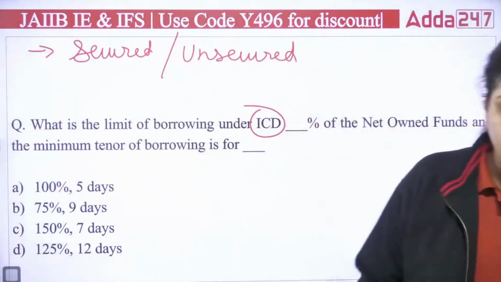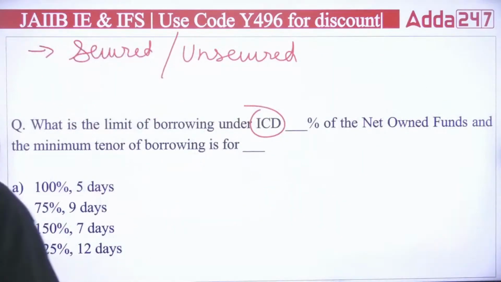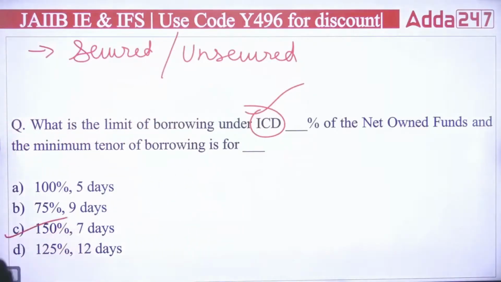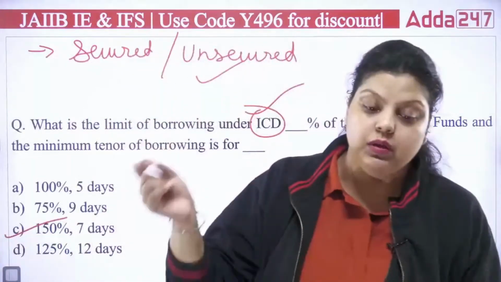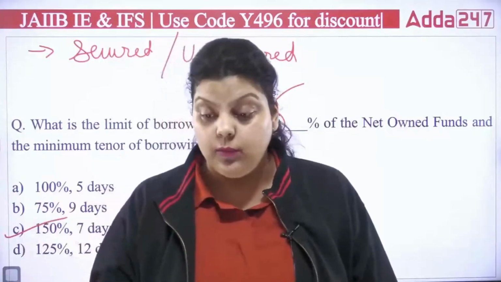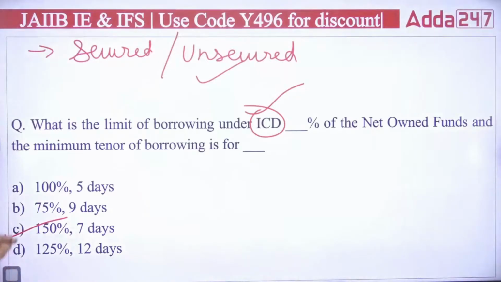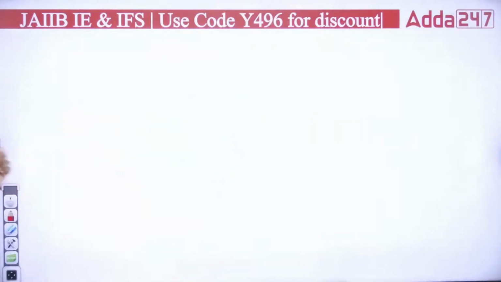Okay, so I got the answer, that is C, 150% of net owned fund and 7 days. Minimum borrowing is for 7 days. Okay, right. Inter corporate deposit, ICD it is. Right answer is correct, that is C, and it is unsecured. It is an uncollateralized, unsecured instrument in which corporates are actually giving loan to each other in context to the deficit of funds. So right answer is C, 150% of net owned fund and 7 days. Then ICD is intercorporate deposit and it is unsecured, uncollateralized. Okay, right answer is C, correct.